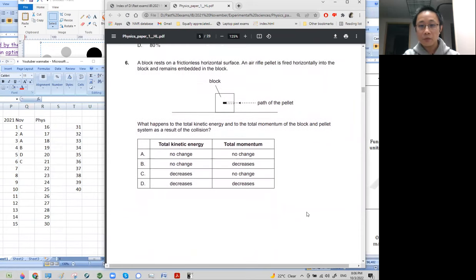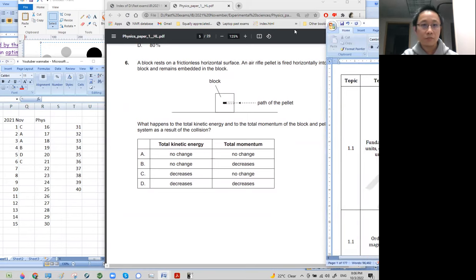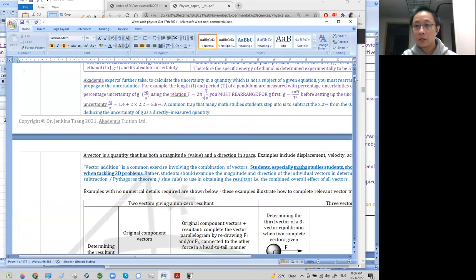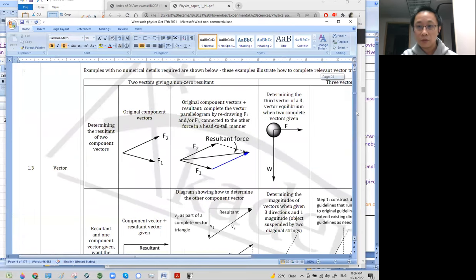And is there a simple explanation why total kinetic energy has to decrease? Well, it turns out you just need to do some analysis. So what kind of analysis? Probably not something that you'll do on the exam. And this, by the way, is the notes that I use to teach my students.